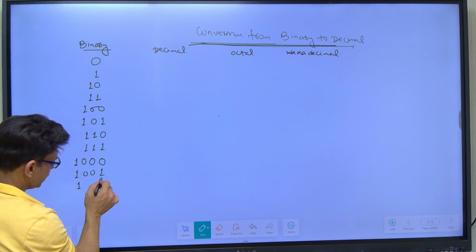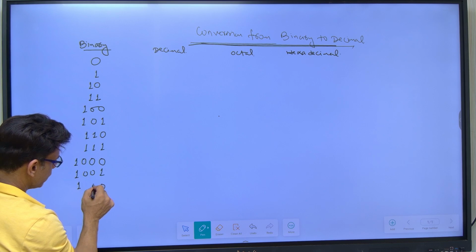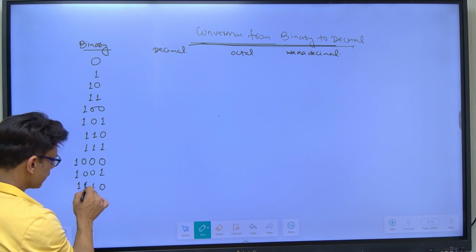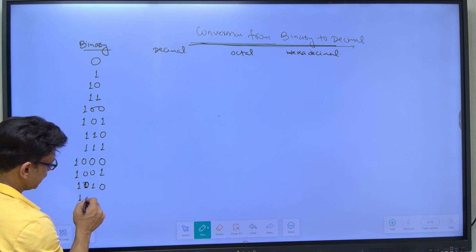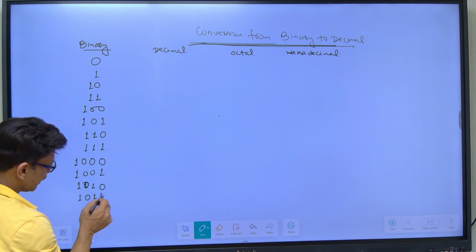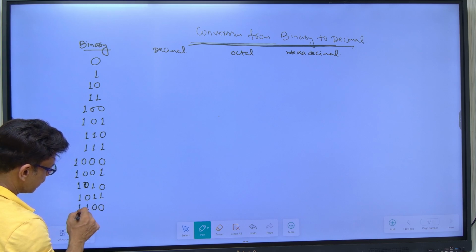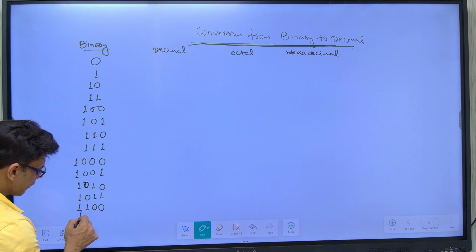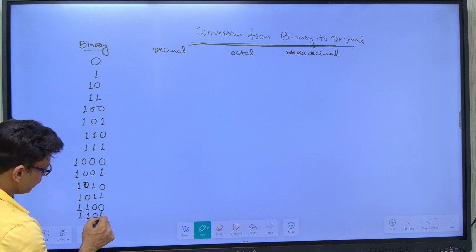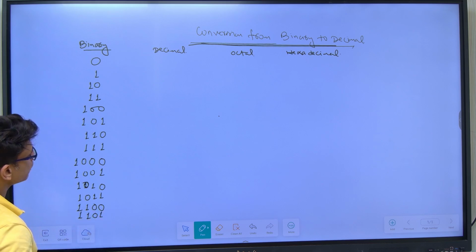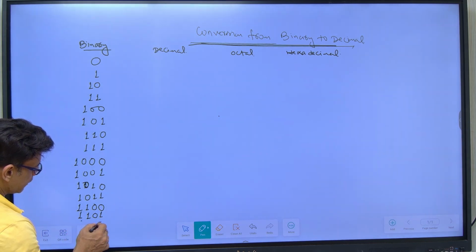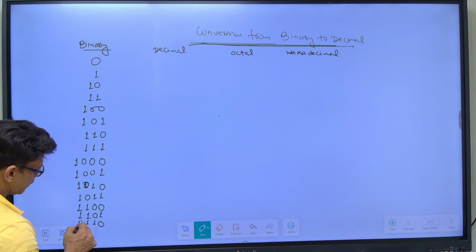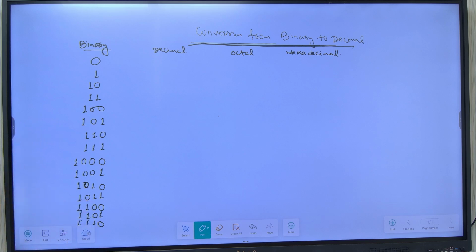Then again adding 1 to this, 1 plus 1 is 0, so it is 1010. Then again adding 1 to this, it is 1011. Then again adding 1 to this, 1 plus 1 is 0, 1 plus 1 is 0, and then 1100, and then 1101, and so on, right? The next number you can also write down here, and after that you can write down the next number.